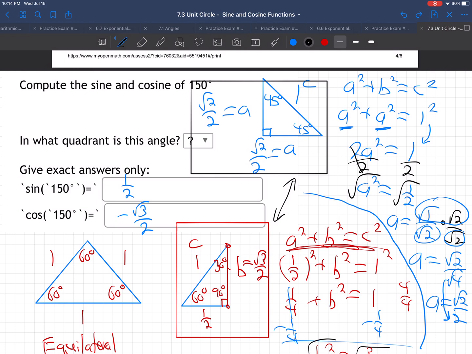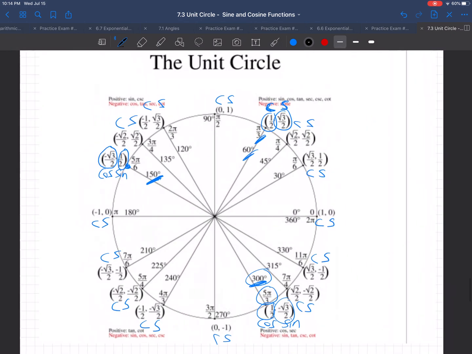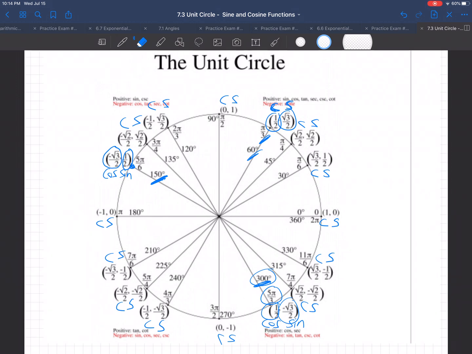Basically, anytime you're across from a 30-degree angle, your distance is a half. If you're across from a 60, it's root 3 over 2. If you're across from a 45, it's root 2 over 2 when your hypotenuse is 1. Let's go look at it. So that's what's going on with this unit circle.